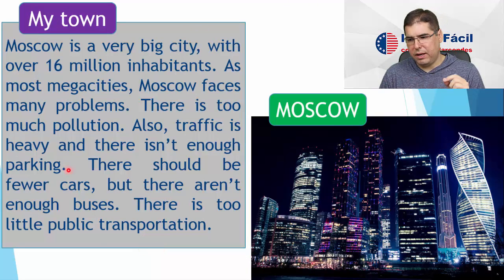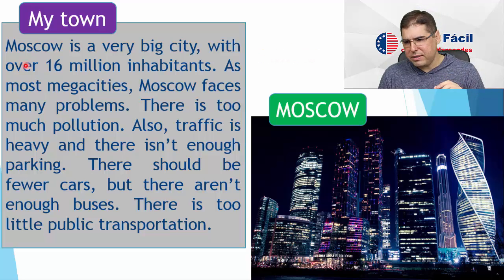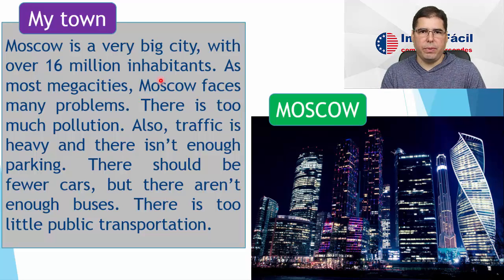Here he uses the expression mega cities, which is used to talk about cities with over 10 million inhabitants. Do you know a synonym for inhabitants? Dwellers. Very important vocabulary here. Now let us see if we have any other vocabulary problems. Moscow is a very big city with over 16 million inhabitants. This is actually the population. Inhabitants or dwellers means the people who live in a certain place.